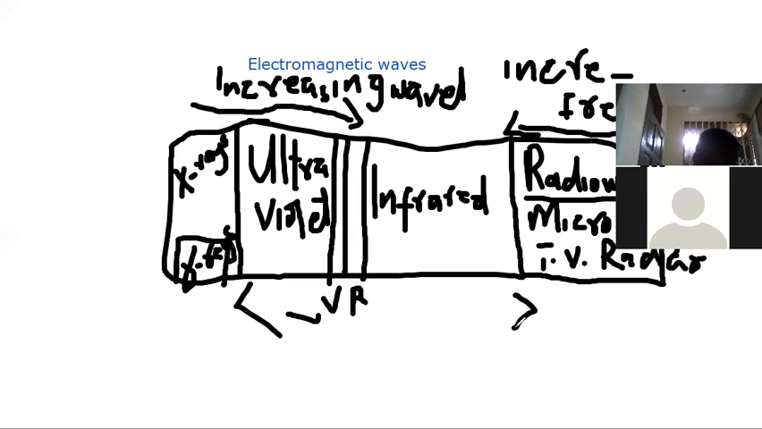Now let's talk about the last one, which you call the radio waves. The radio waves are normally produced by oscillation of electrons in an area. When I say area, I mean in the air.